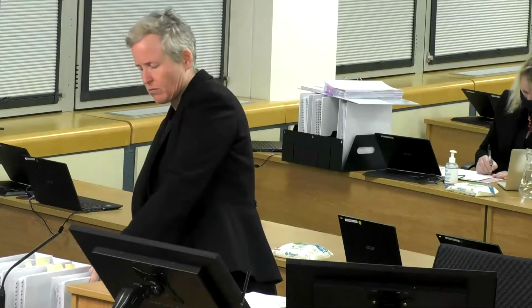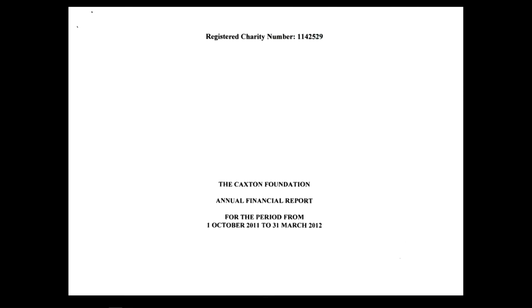I'm just going to take you now to the first annual report, which sets out what actually was done in that first few months until March 2012. If we can go to CAXT 5034_010. We can see their annual financial report from October 2011 to March 2012, and 1st of October 2011 is when Caxton Foundation started operating, is it? Yes, that's correct.